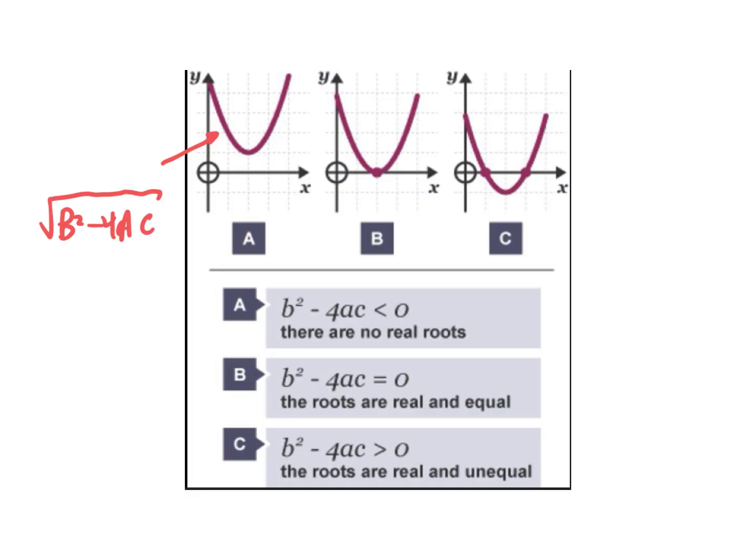When B squared minus 4AC is less than 0, there are no real roots because the quadratic does not touch the x-axis. When b squared minus 4ac is equal to 0, it touches the x-axis once. It has one real root. When b squared minus 4ac is greater than 0, it has two roots because the graph comes through the x-axis twice. So you can see that in the cases of A, B, and C.